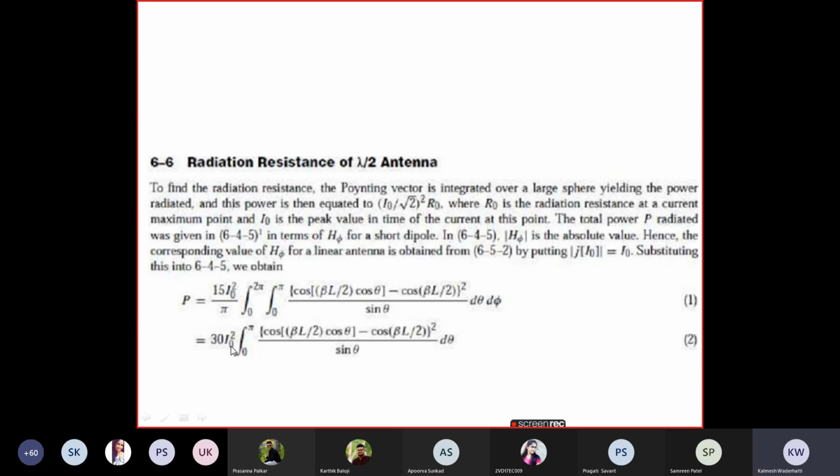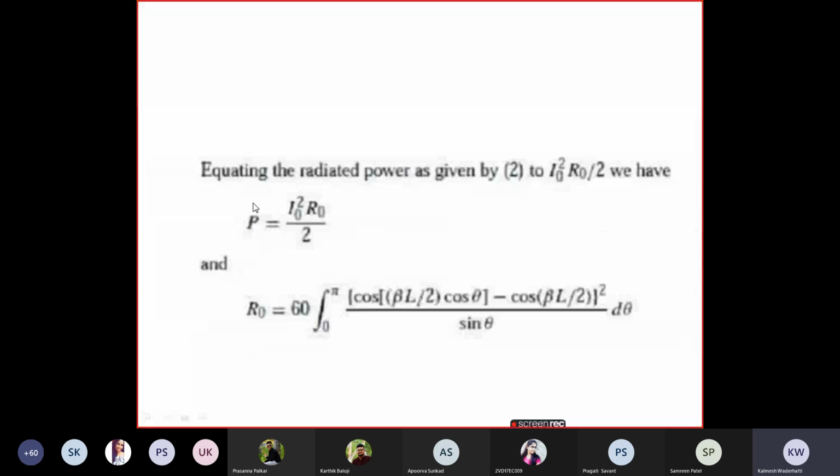Therefore, 30 I naught square, 0 to pi, cos of (beta L divided by 2 cos theta) minus cos (beta L divided by 2), whole square, divided by sin theta. This is the equation. You compare this equation to I naught divided by root 2 whole square into R naught. From this you will get R naught, that is the radiation resistance. Therefore, equating the radiated power, P equals I naught square R naught divided by 2.